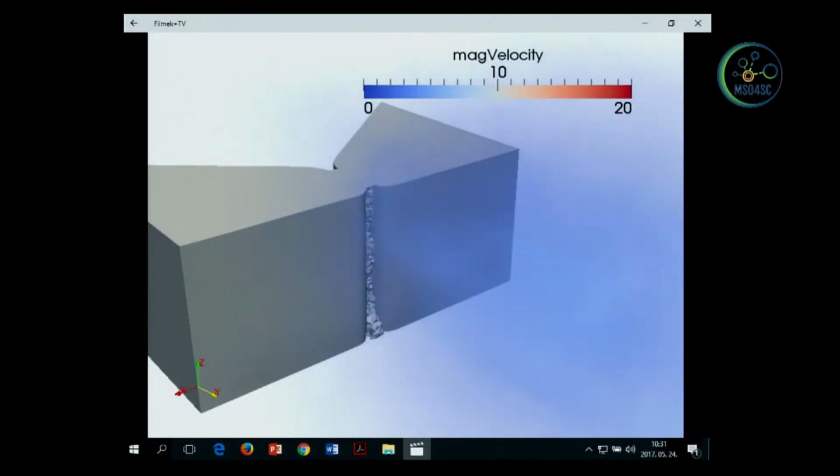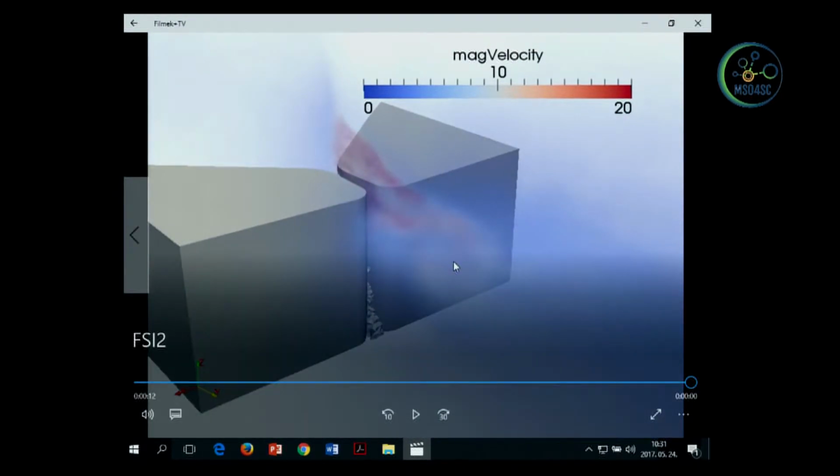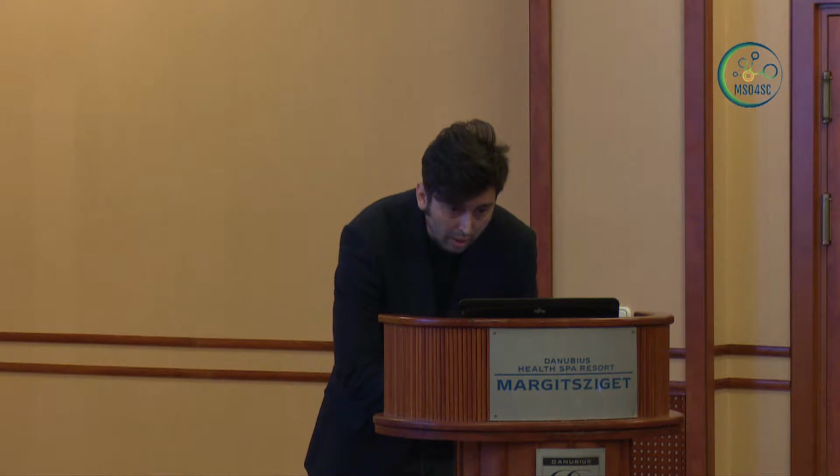And also there is a jet forming between the vocal folds, which is quite difficult in terms of numerics, because we really have to resolve the problematic region, the region between the vocal folds, for oscillations to start.